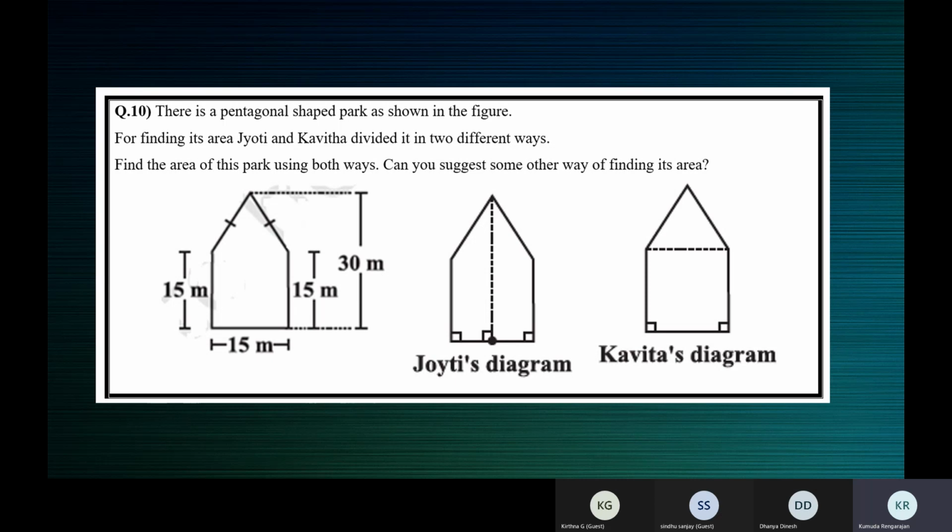That question is for you. We'll find the area using Jyoti's way and Kavita's way. Take this as a test, children. Try this by yourself. Find the area using Jyoti's method and let me know once you're done with that.